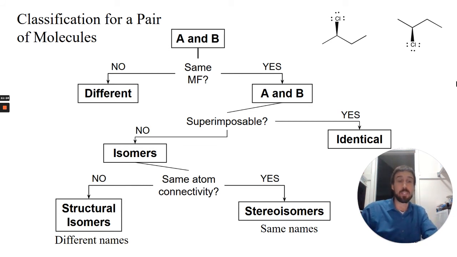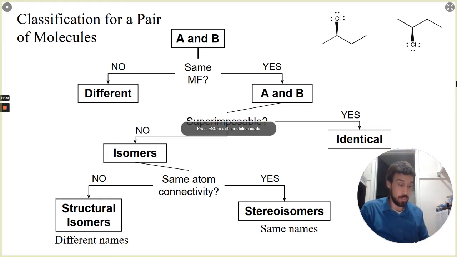So how does this apply to the rule set that we've already seen? Okay, well, we've got our flow chart. Same molecular formula, yes. Superimposable, no, so they're not identical, so they're isomers. And now we move to the same connectivity. Well, do they have the same connectivity? The chlorine is still connected to position 2. If we went through and attempted to name these, we should achieve the same name.